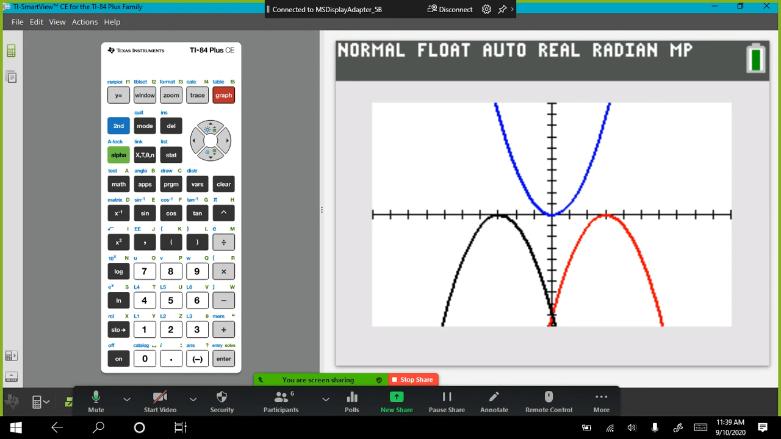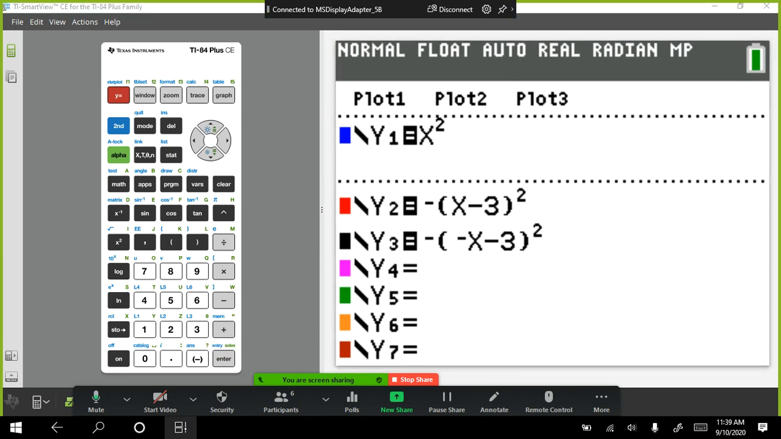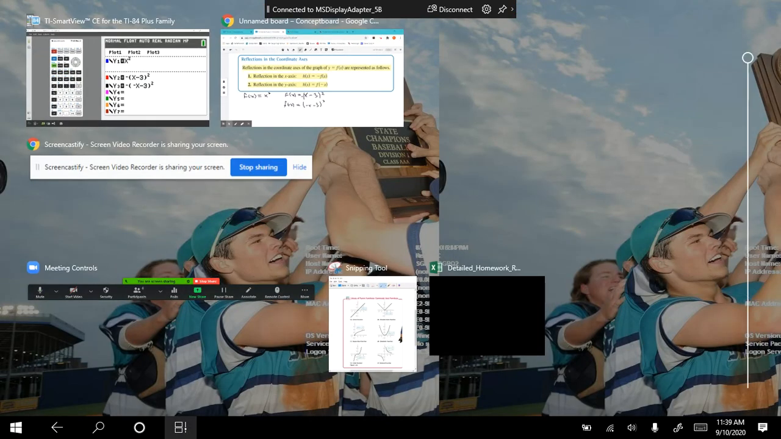So a reflection from opening up to opening down is when we make the entire function value negative, which is this negative out in front of the parentheses. And what flips it to the other side of the y-axis is when I make only the x negative. All right, so hopefully that makes some sense.